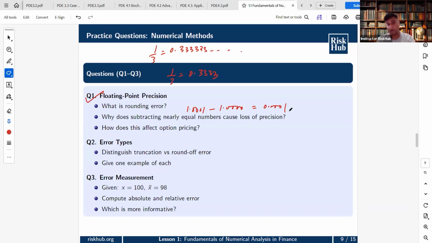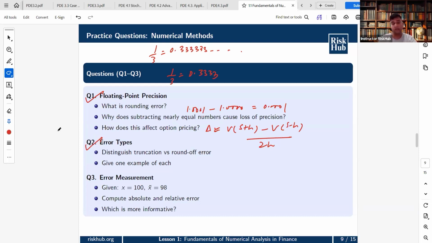How does this affect your option pricing? It affects option pricing, especially when computing Greeks numerically. For example, when I'm trying to find your delta, which by approximation is V(S plus h) minus V(S minus h) divided by 2h. If h is too small, both option prices are almost equal, and subtracting them creates precision problems, so a trader may get unstable delta or gamma.